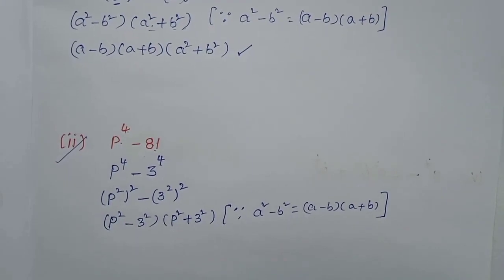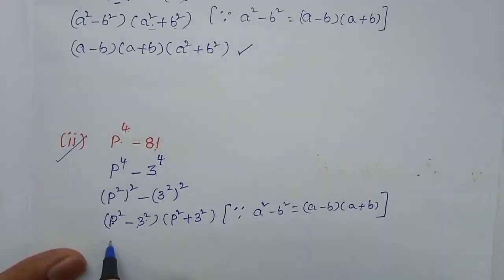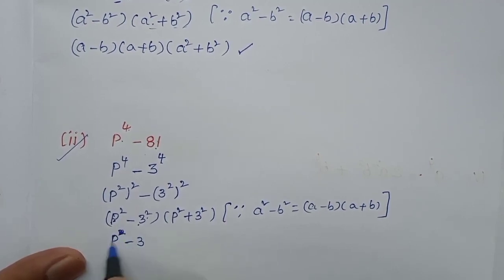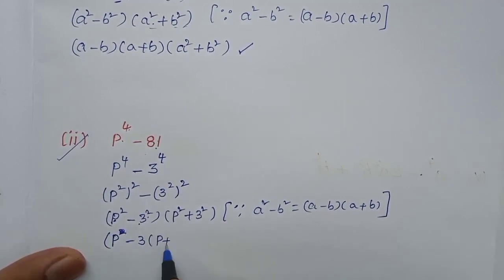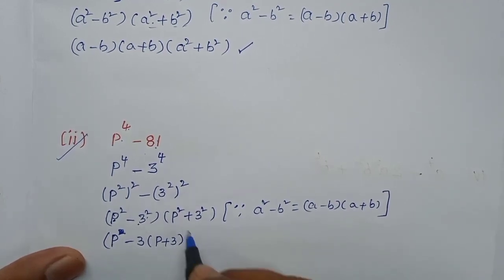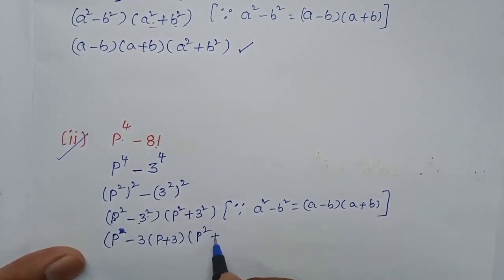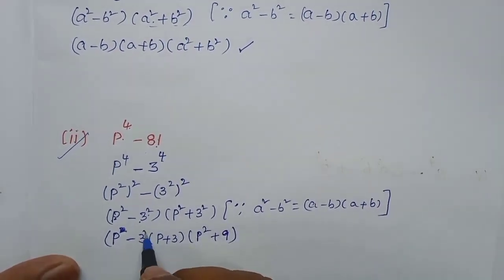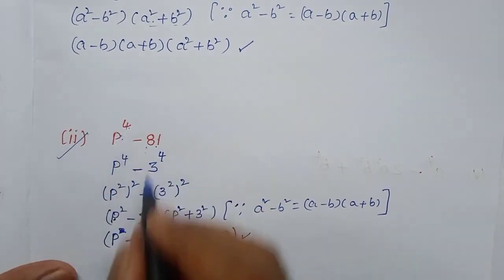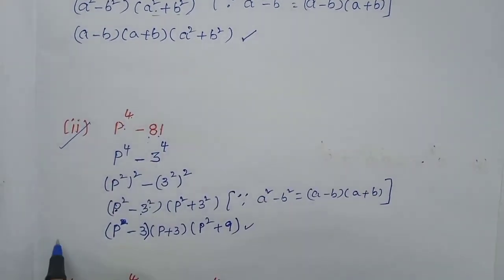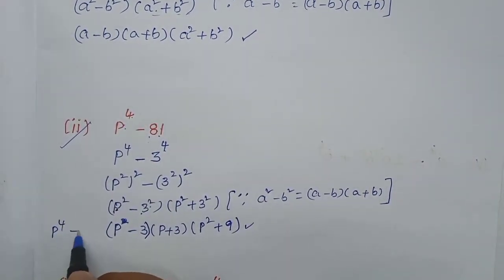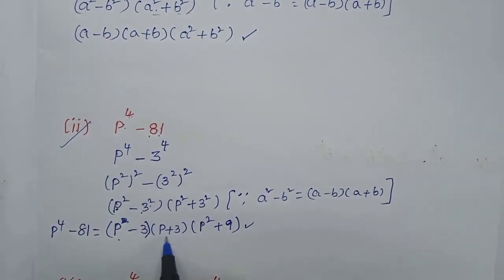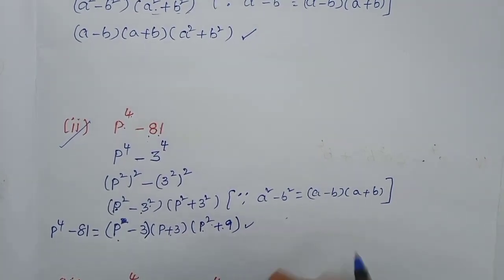See p square minus 3 square is further written as p minus 3 into p plus 3 and this is as it is, p square plus 3 square. 3 square is what? It is 9. So this is the factorization of p to the power of 4 minus 81. See p to the power of 4 minus 81 is equal to what? P minus 3 into p plus 3 into p square plus 9.